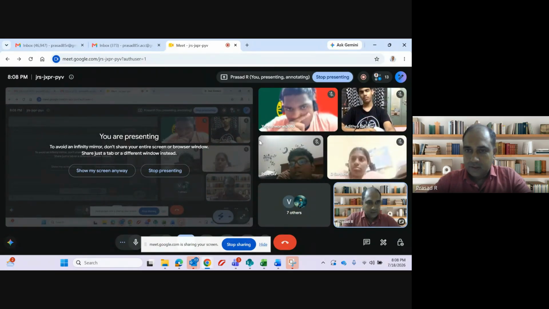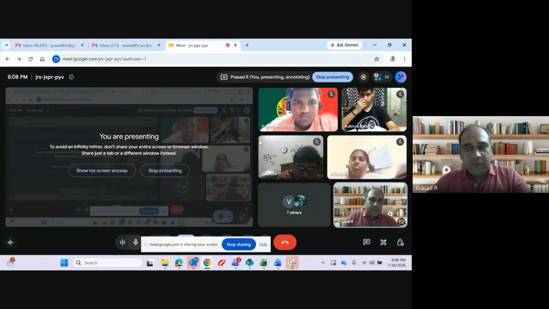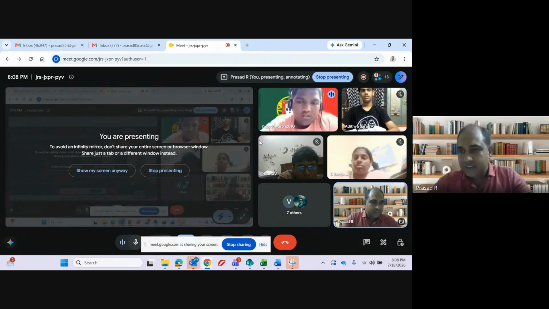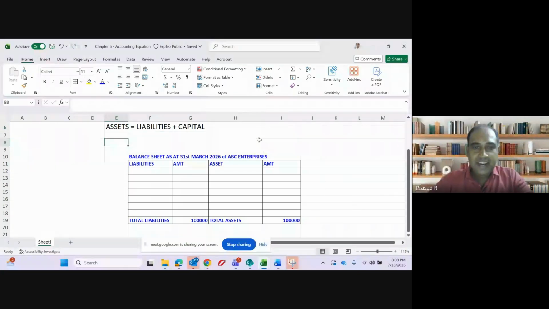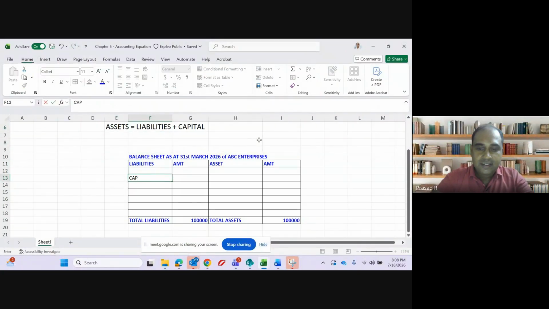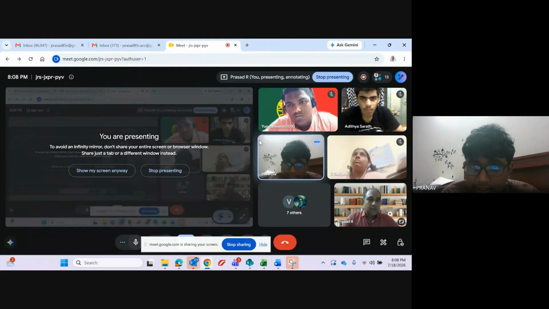Clear? Now, in liabilities, there are two types of liabilities. One is internal liability, another is external liability. We discussed this in accounting terms, right? Yes, sir. Internal liability and external liability. Internal liability is called capital. External liability is called, let us call it, liabilities. Creditors. Sir, you should call it creditors, right, sir?